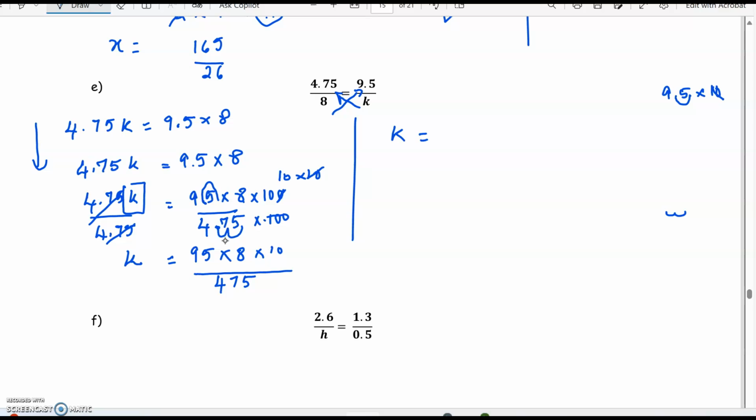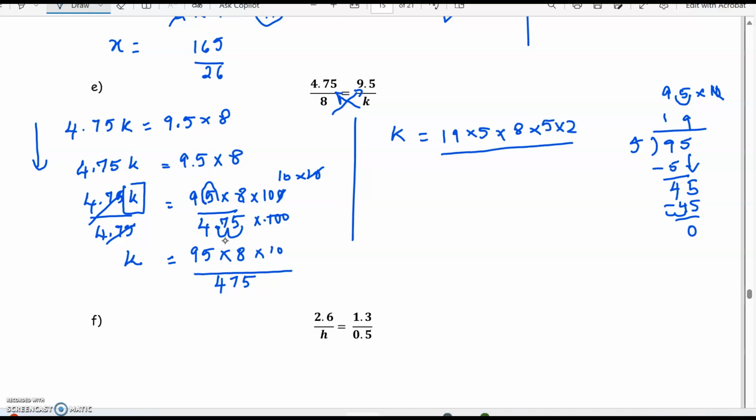So 5 goes into 95. 5 ones are 5, subtract. We have a 4, and then bring the 5 down. 5 nines are 45. And we get a 0 remainder. So we have 19 times 5 times 8, and of course we have a 5 times 2, which is a 10, divided by 475.